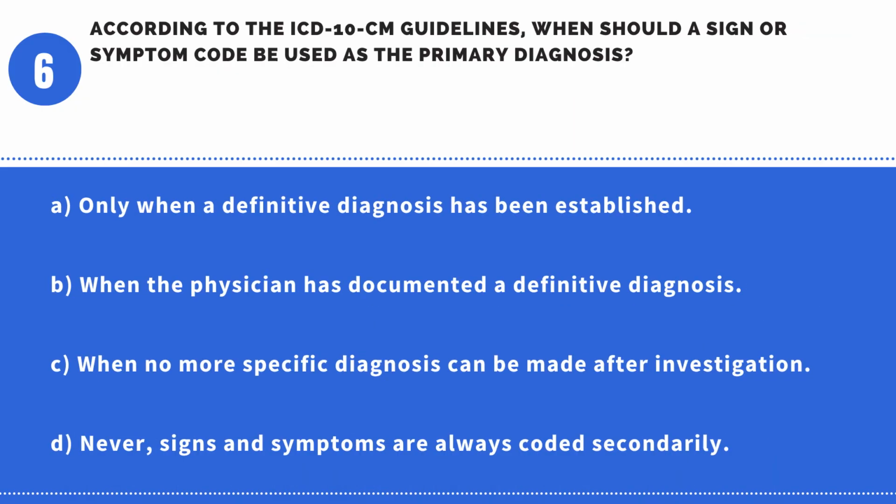Question 6. According to the ICD-10-CM guidelines, when should a sign or symptom code be used as the primary diagnosis? A. Only when a definitive diagnosis has been established. B. When the physician has documented a definitive diagnosis. C. When no more specific diagnosis can be made after investigation. D. Never. Signs and symptoms are always coded secondarily.